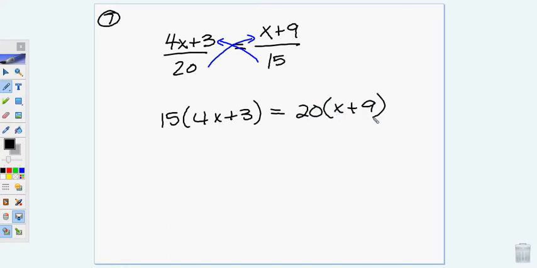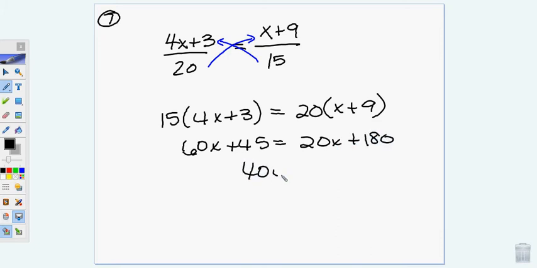Go ahead and distribute your values. And you're going to end up with these values. 40x is going to end up equaling 135. So you do get an x value that's 3.4. Okay? And so in order for that to work, they should have drawn the other two angles congruent, corresponding rather than the ones that they did. But this is the way to set this one up.